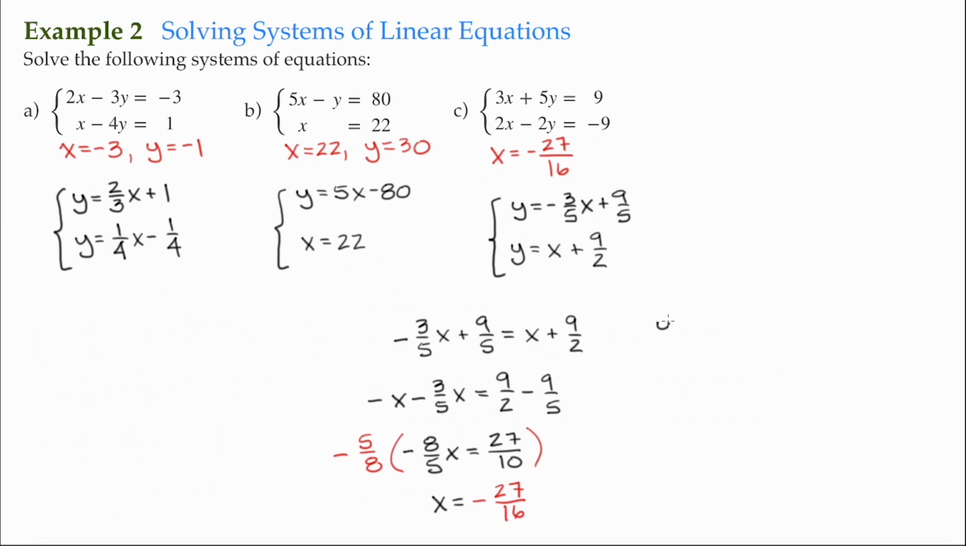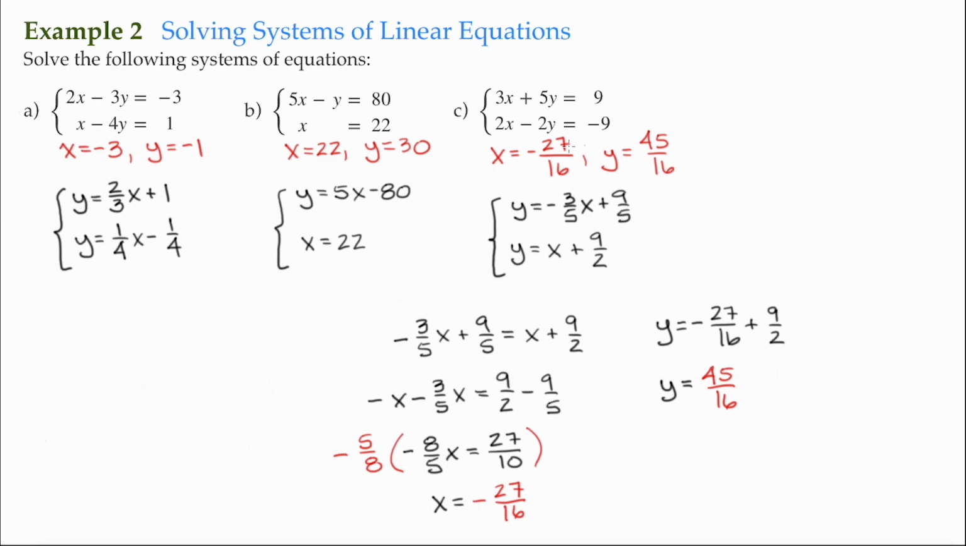So that'll give us y. That's going to be equal to negative 27/16, that's our x, plus 9/2. Negative 27/16 plus 9/2, that's going to be y is equal to 45/16. So then y is 45/16.